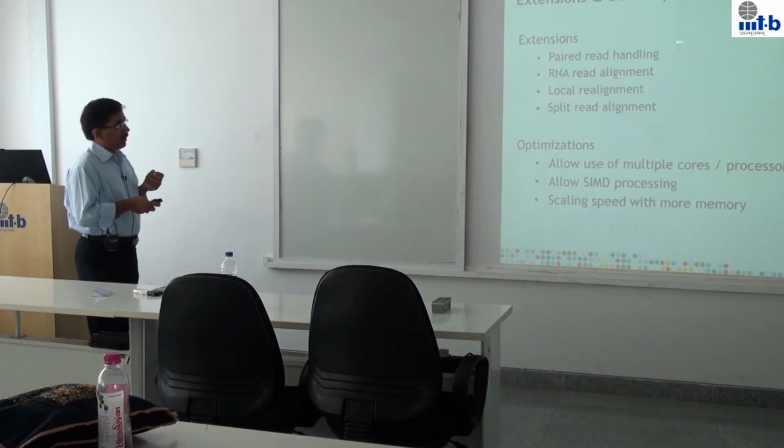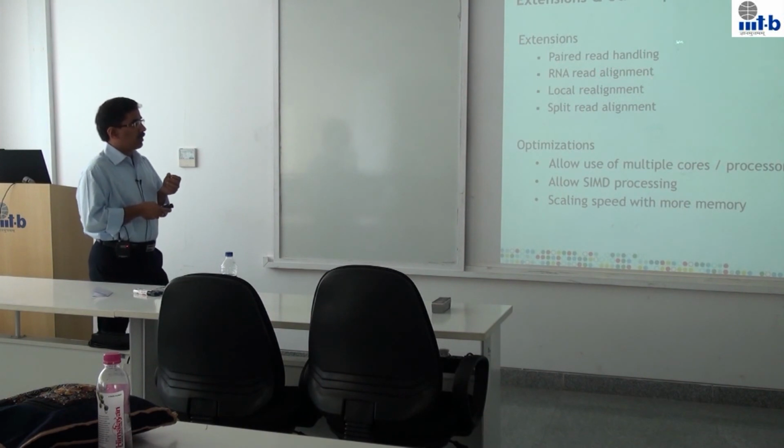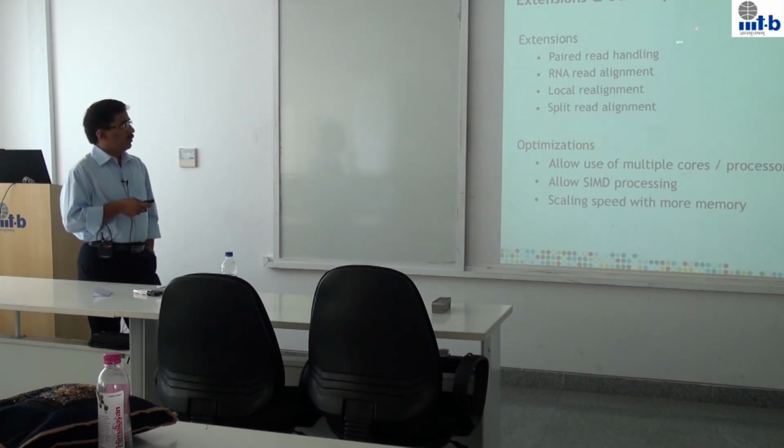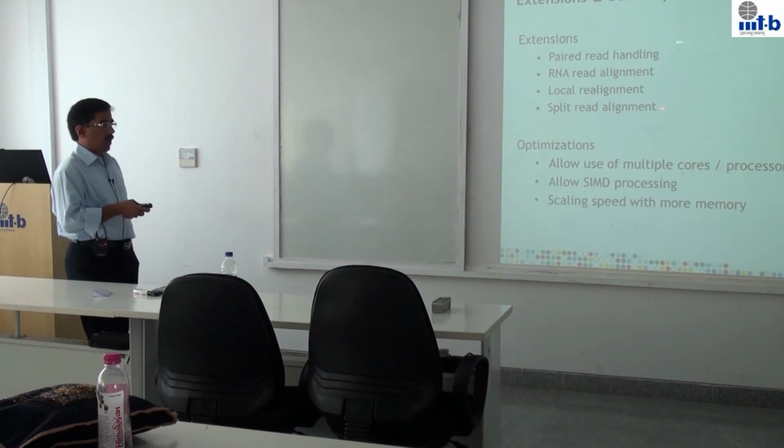RNA read alignment is another aspect where you have the so-called spliced reads. Part of the read comes from one segment of the reference, and another part comes from a different segment. But in this case, these segments are known in advance, whereas in split read alignment, these segments are not known.